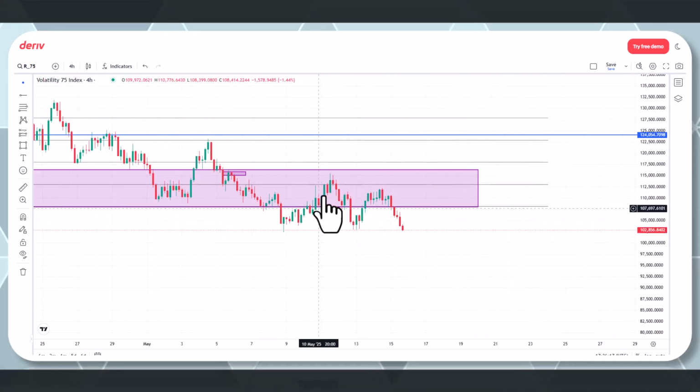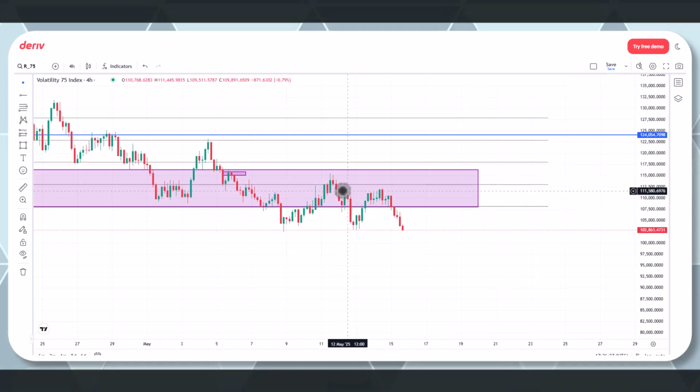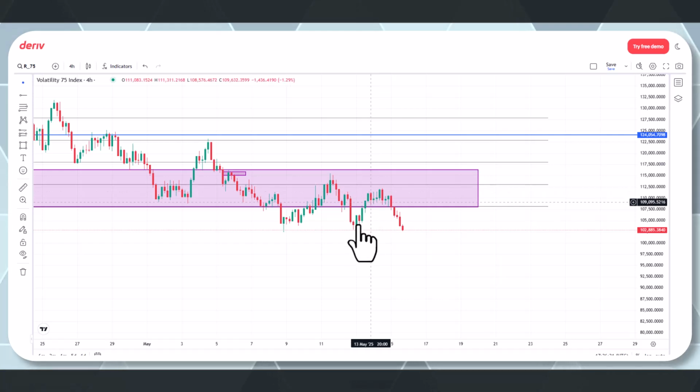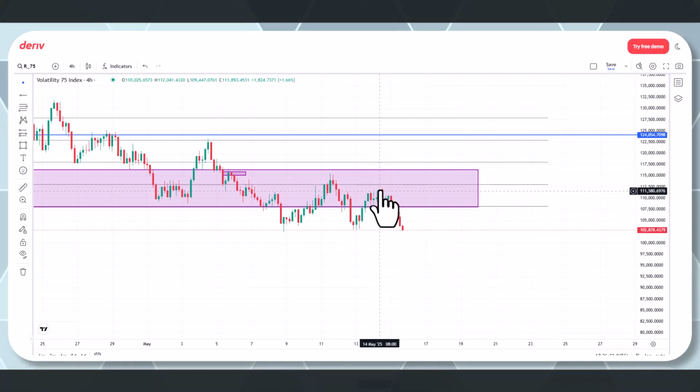So the new week began from this day. Let me delineate this with a line. The new week began right in here. Okay, this week began right in here. And just right after the opening of the new week, we had a fair value gap right in here. Okay, we had a fair value gap right in here.